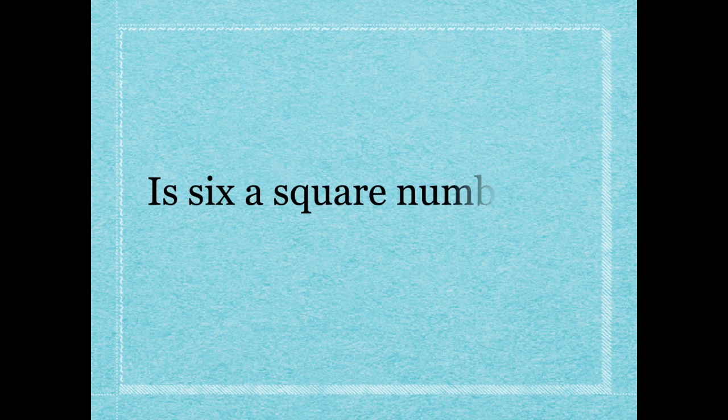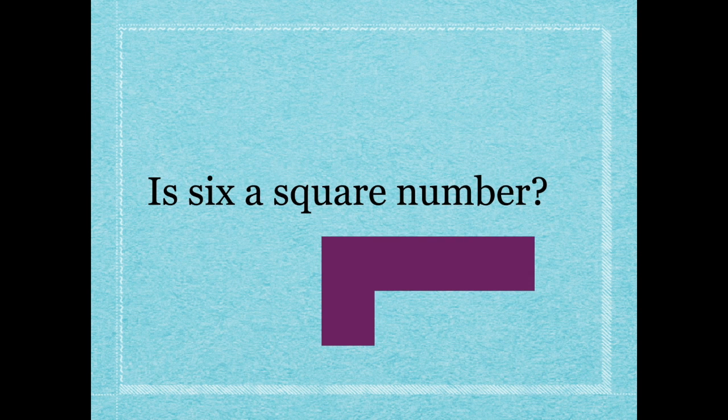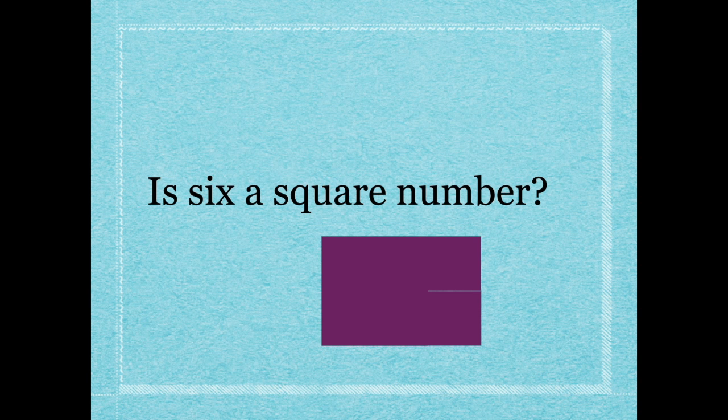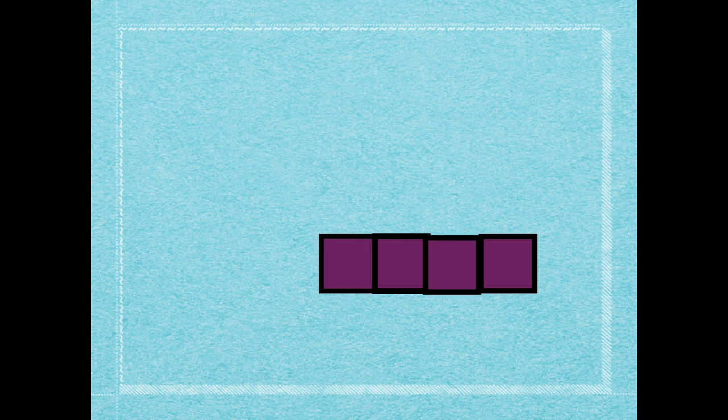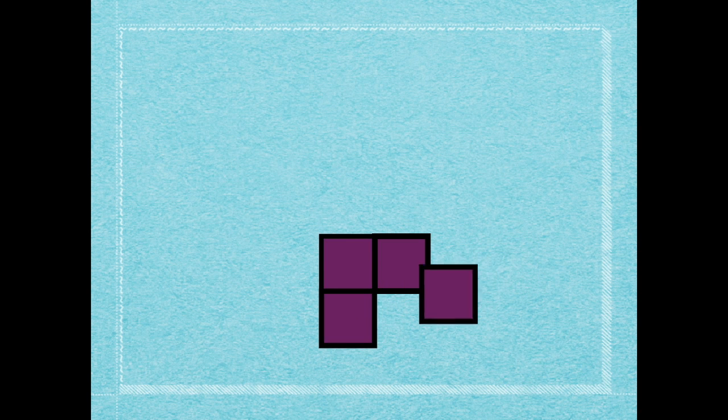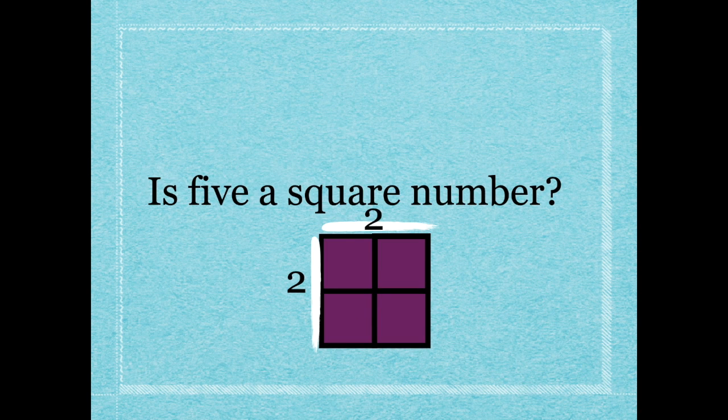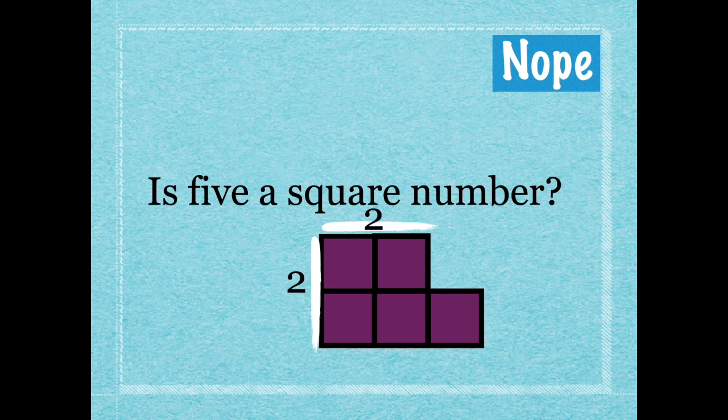So is 2 a square number? Nope. Let's just try another number, 6. Is 6 a square number? So I get 1, 2, 3, 4, 5, 6. Could I rearrange these to make a square? If I put this one here, does that make a square? Nope, that's a rectangle. Let's get a little deeper. Is 5 a square number? Can I put this square somewhere else that would still keep the design a square? Nope. So 5 is not a square number.